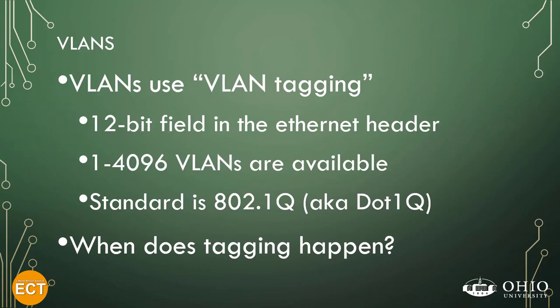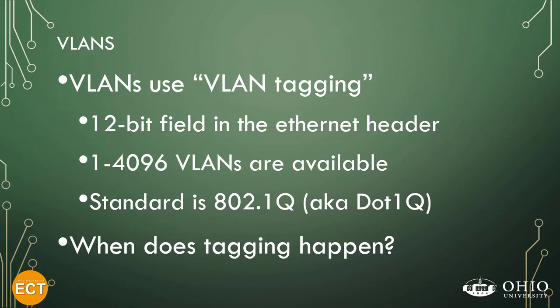VLANs are implemented using tagging. So each packet, as it enters a port, gets a tag. Even when we're not using VLAN tagging, it'll still get a tag within the switch. This tag is a 12-bit field in the Ethernet header. And that means we've got from 1 to 4,096 VLANs available because that's how much you can get out of 12 bits. The default VLAN is 1. So if you're using no VLANs at all and your packets are going into a switch and they're running around inside the switch, they're probably on VLAN 1, which is the default VLAN.